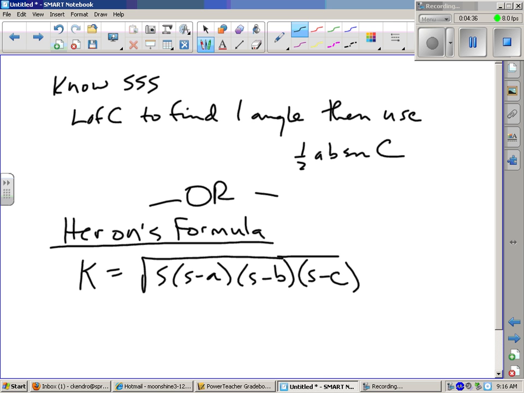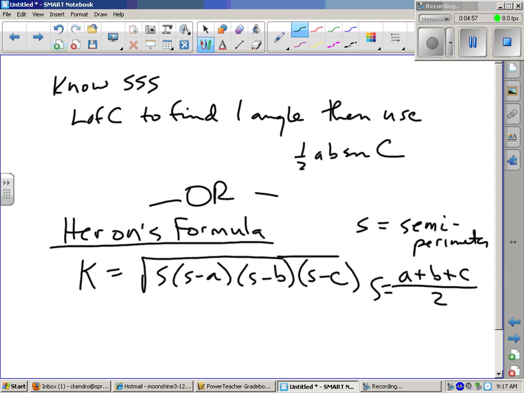Now, what's your first question? Very good. What is S? S represents the semi-perimeter. Semi means half, so if I want to find the perimeter of the triangle, I add up the sides, but I cut it in half. So that's what S is.